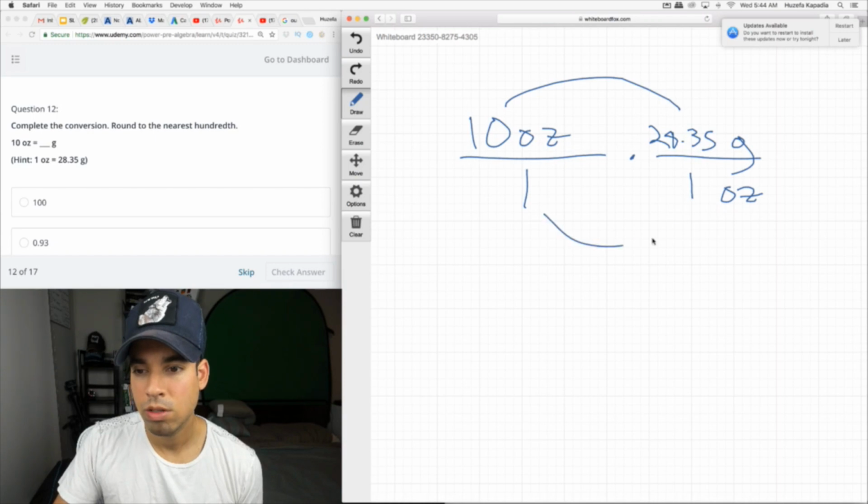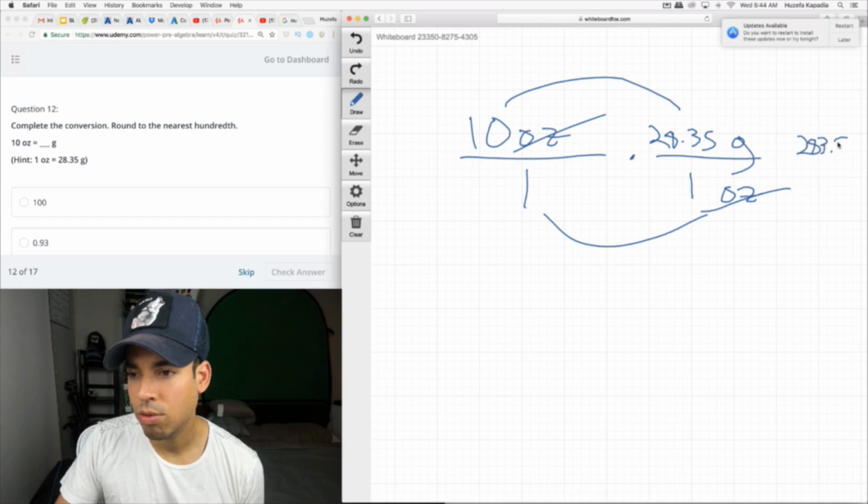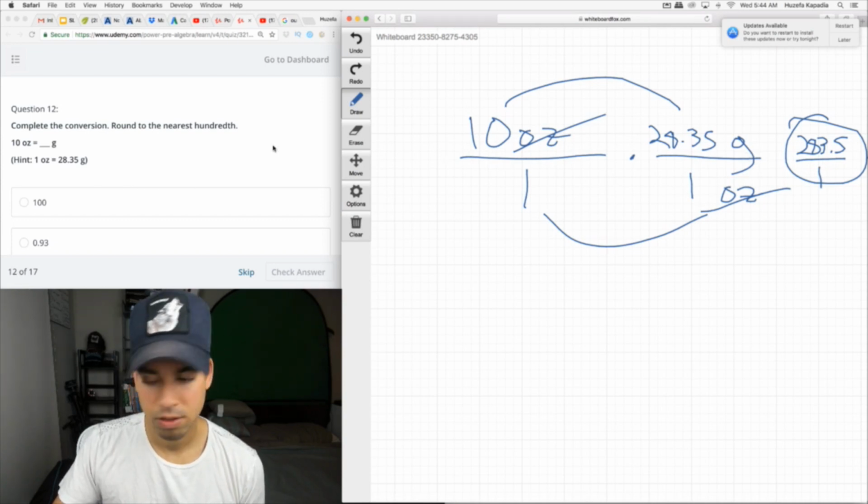And then we multiply across. Oh yeah, cross off the units. 10 times 28.35 is 283.5. Just move the decimal 1 spot over. And that's it. 283.5 grams.